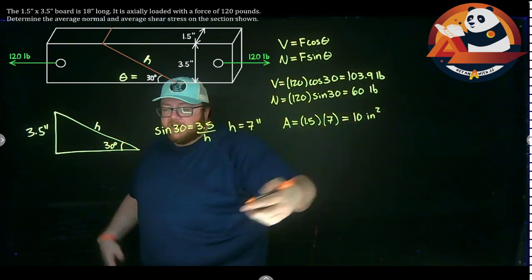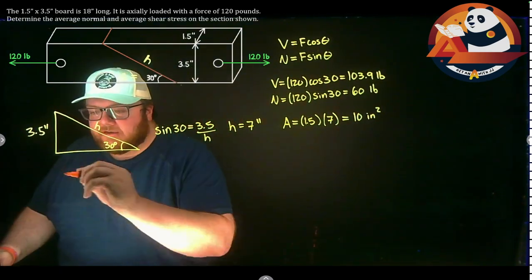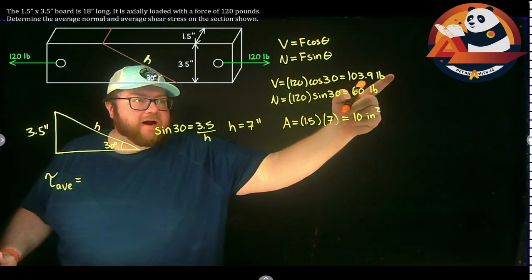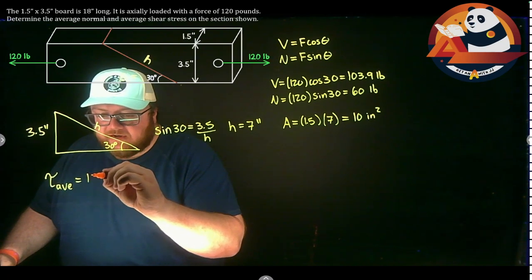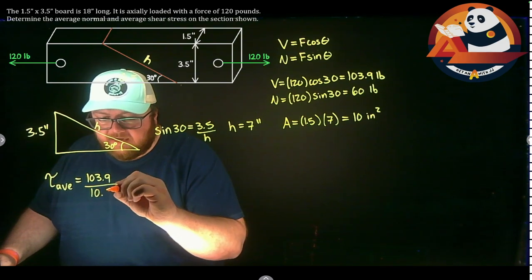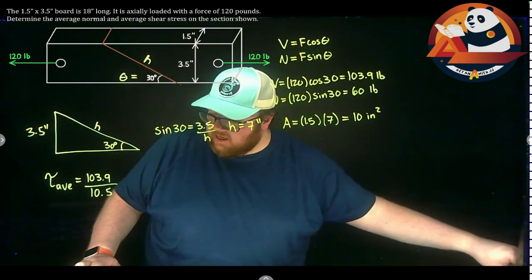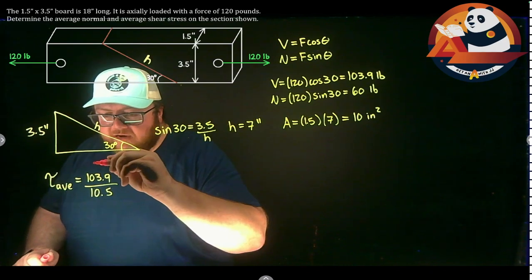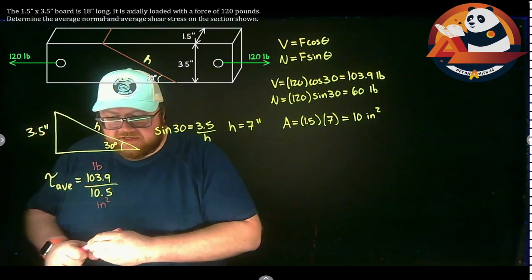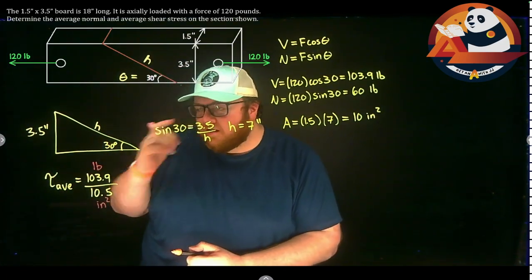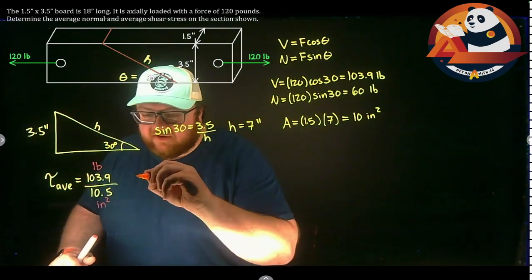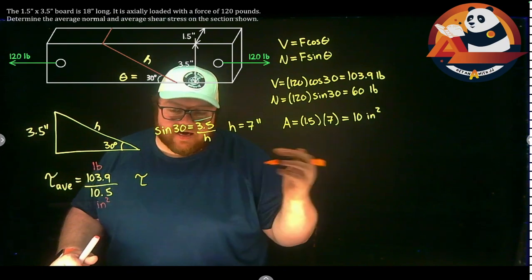If I have force and area, I can get to tau and sigma. Then my tau av should be my force, V, 103.9, divided by my area, 10.5. And just to totally document our units here, that 103.9 is pounds for us, and this area is in inches squared. That's pounds divided by inches squared. We don't leave it written out that way. We want to always convert that to the industry standard, PSI.